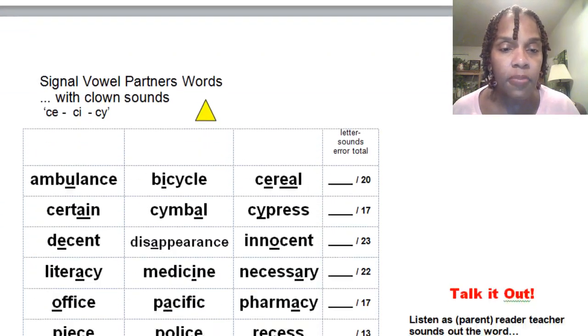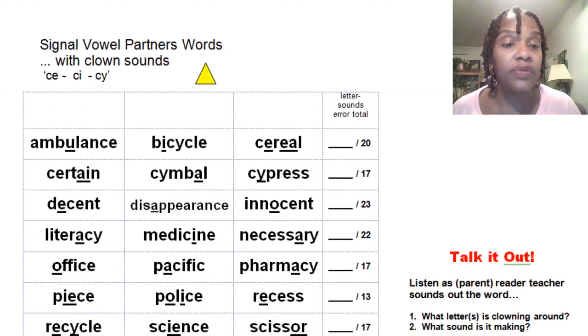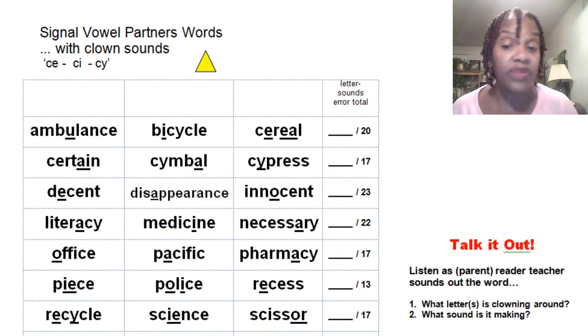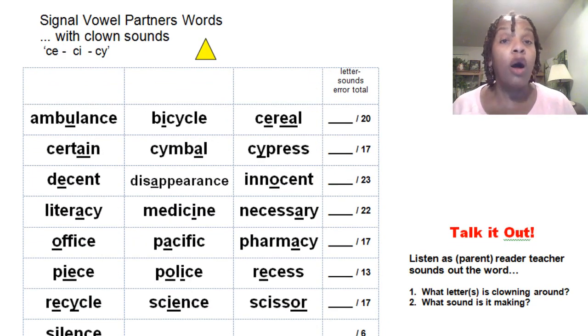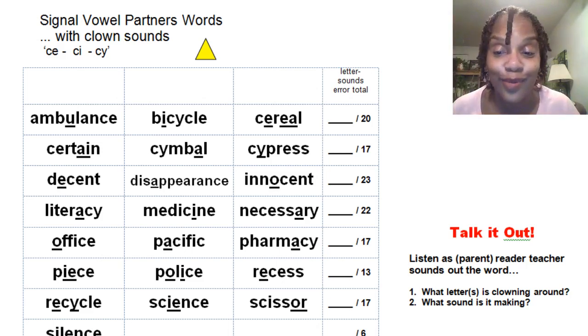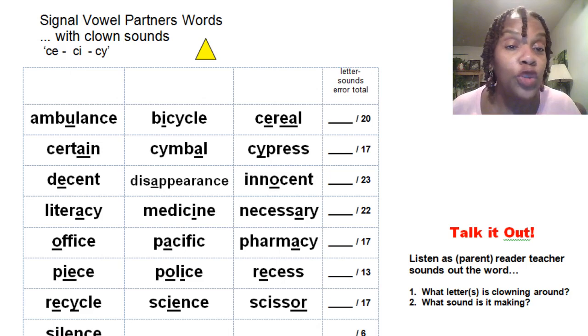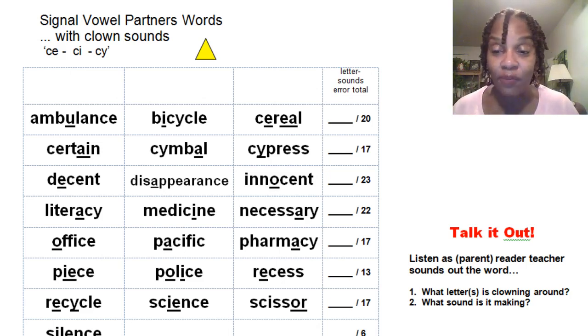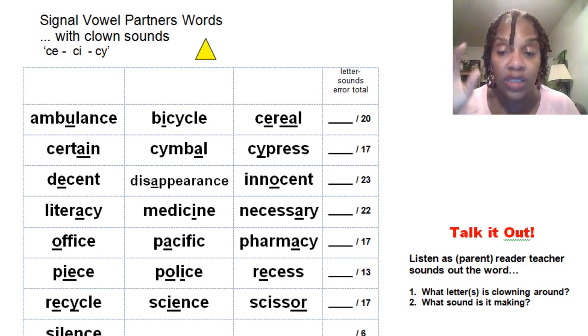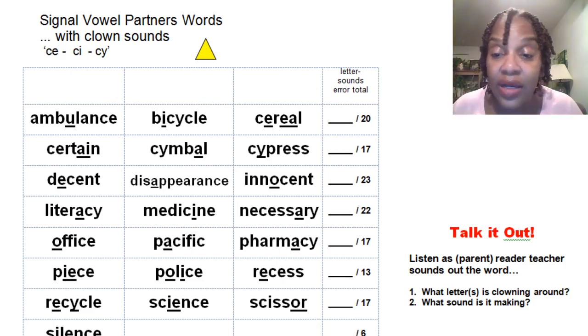What's up next? All right, time to show you stuff, right? So in this part of your homework exercise, all 3 of the signal vowel partners, CE, CI, and CY are all mixed together, okay? And when you do your homework, I want you to talk it out, right? So I want you to work with a parent or a reader teacher, and I want you to say what's happening. Now, in all these words, if a letter is clowning around, I underline it. Or if a partner is clowning around, I underline it, okay?